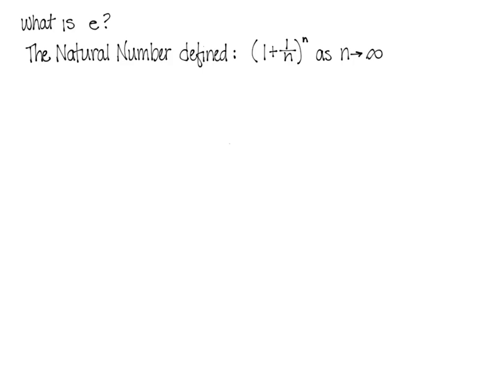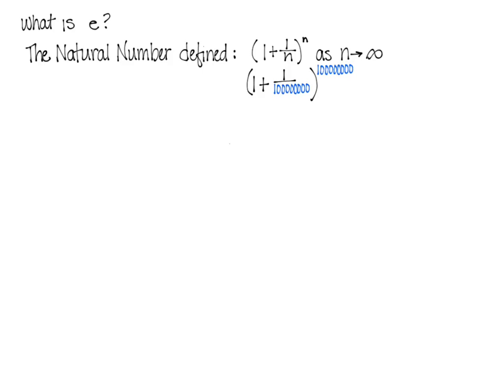This is a lesson to help with exponential expressions using the natural number e. So first of all, what is e? Well, e is called the natural number, and it's defined by 1 plus 1 over n raised to the n as n gets very large. Remember, this is not a number. This is a concept of huge numbers, as big as we can.